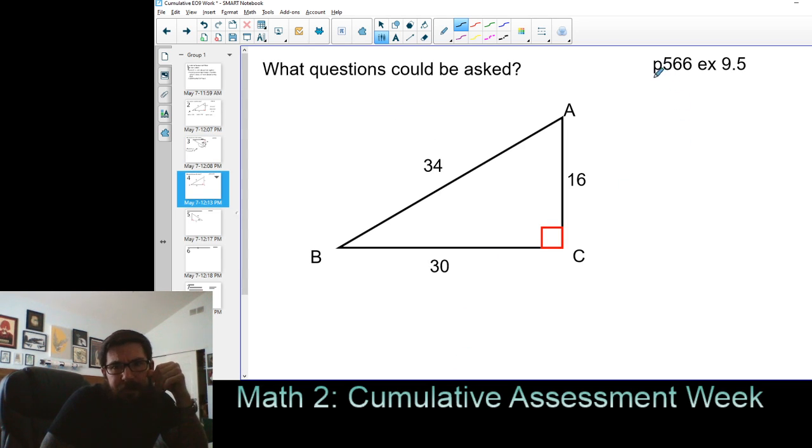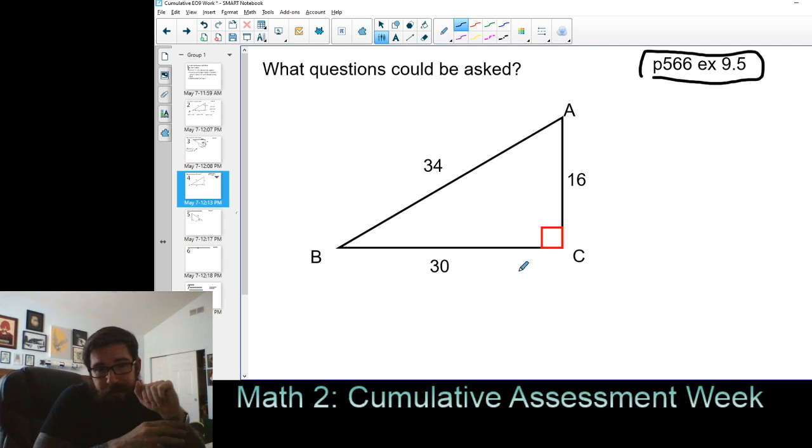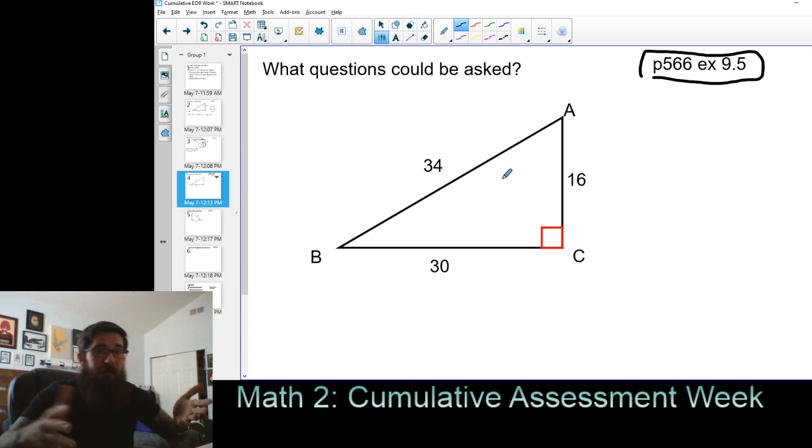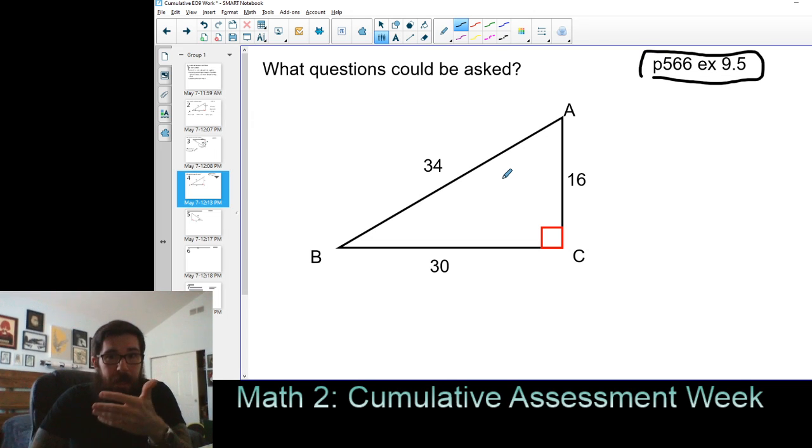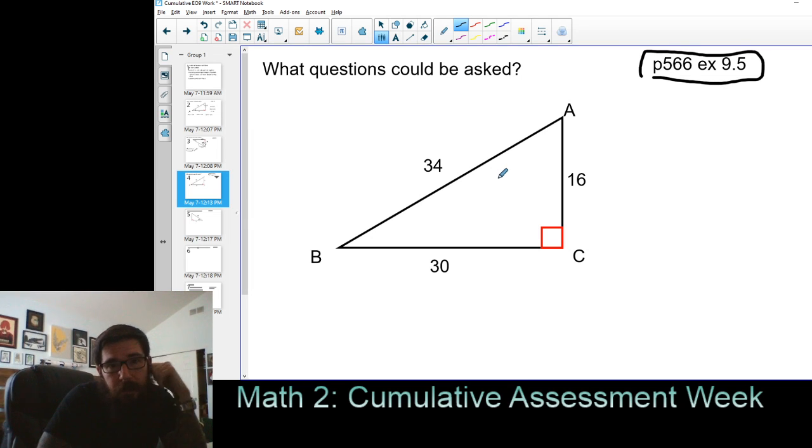We've got page 566, example 9.5 here at the top. We've got a triangle ABC where it has all 3 sides labeled: a 16, a 30, and a 34. We could ask what is maybe angle B or angle A. And because you have all 3 sides, just like we did 2 slides ago, you could figure it out with any trig function. You could use sine, cosine, or tangent.